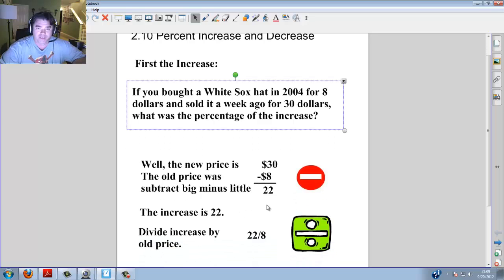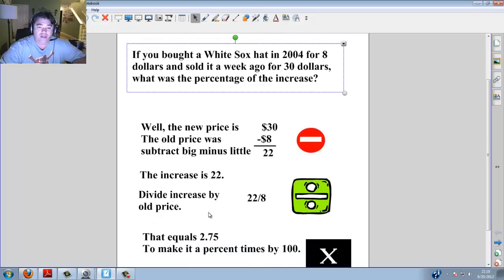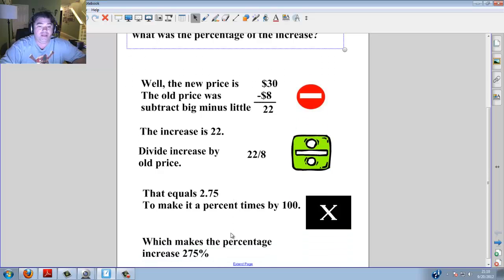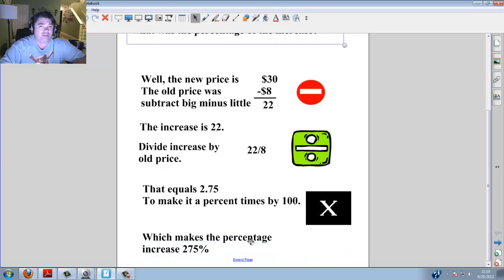All I have to do is divide it by what I paid. Since I only paid $8, I take 22 divided by 8. Go ahead, take your calculator this time. Take 22 divided by 8, pause if you need to, and then times by 100. You get 2.75, but remember that's an actual decimal. To find the percent, because we have to put it over 100, we're actually going to times it by 100. So 2.75 times 100 makes a 275% increase.